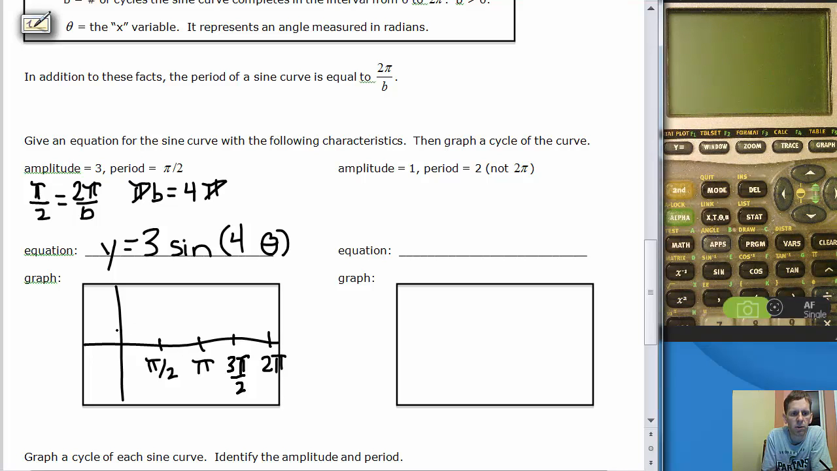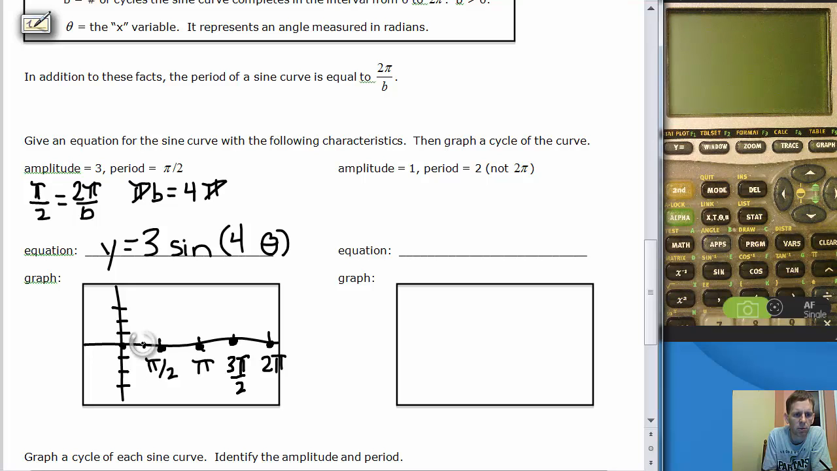When you graph this function, its amplitude is 3, so we're going to go up 3 units and down 3 units. Our graph is going to go here, and it's going to make a complete cycle between 0 and 2 pi. So it needs to come to its highest point, its lowest point, and back up here again. And it's going to make another one of these S-shapes between pi over 2 and pi, in this interval and this interval as well. So it's got to come up, down, and back up again.